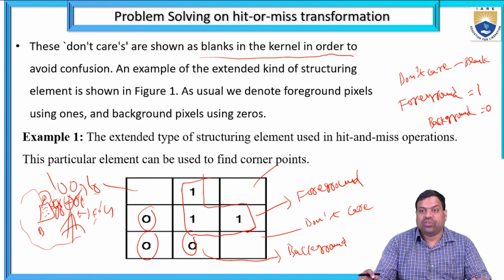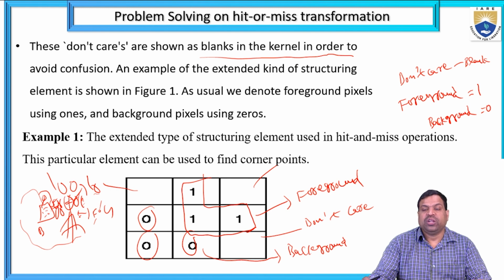Okay, if you want to highlight the foreground, keep 1. If you want to highlight the background, keep 0. If you don't want anything, we go for the don't care condition. So here don't care is a blank in that kernel in order to avoid confusion. An example of the extended kind of structuring element is shown in the below figure. As usual, we denote the foreground pixel using ones, and the background pixel is 0.